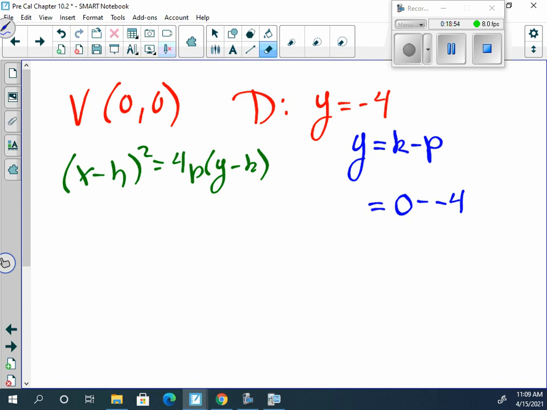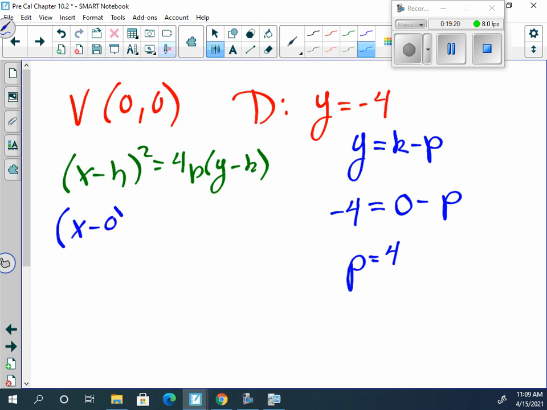Well, p is not negative 4, but the directrix is negative 4. What the directrix is equal to is y equals negative 4, so I'm plugging negative 4 in for y. We're actually wanting to know the value of p. So now we can plug this information back in. Well, here we would have x minus 0 squared is equal to 4 times 4 times y minus 0. For here I'm just going to have x squared is equal to 4 times 4 is 16y.